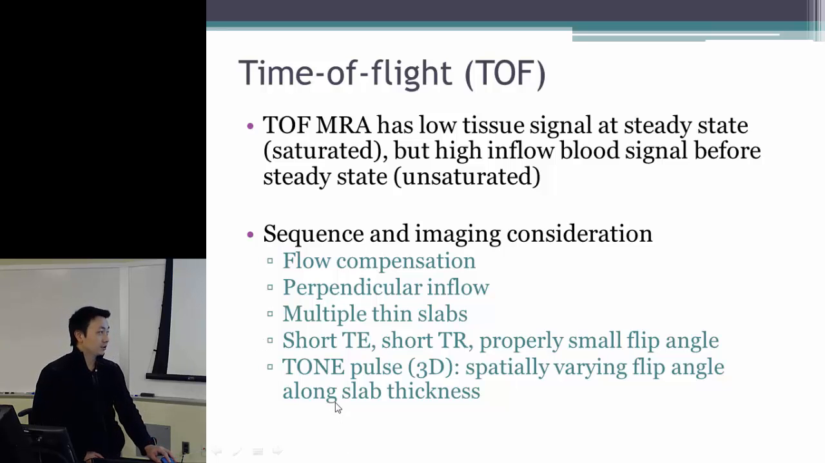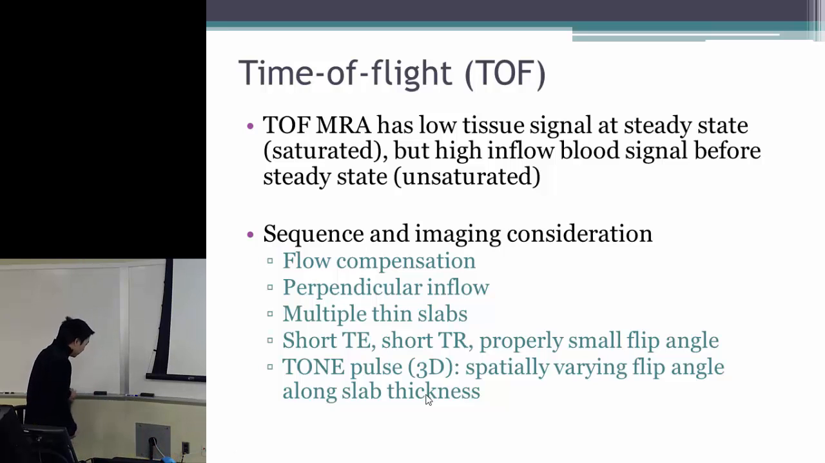Another idea is to use the so-called TONE pulse. The TONE pulse is used for 3D slab excitation. So the TONE pulse does one thing. It is a spatially varying flip angle along the slab thickness. So the TONE pulse is very interesting. So let's say this is the slab. So this is the slab with a thickness, right?